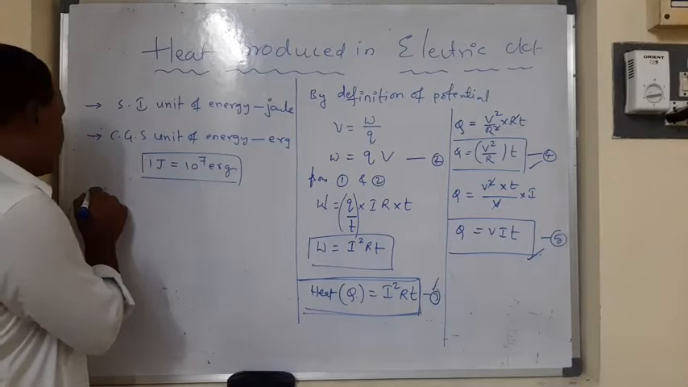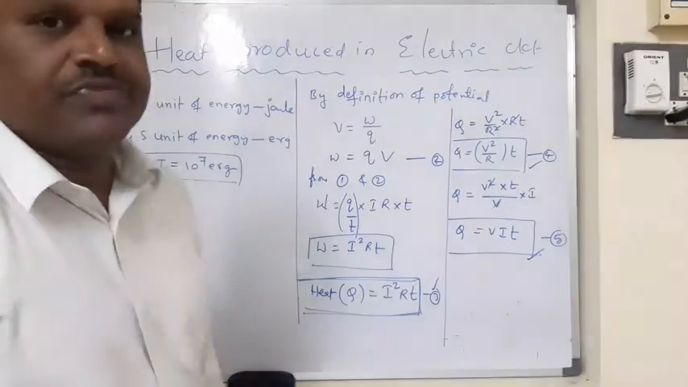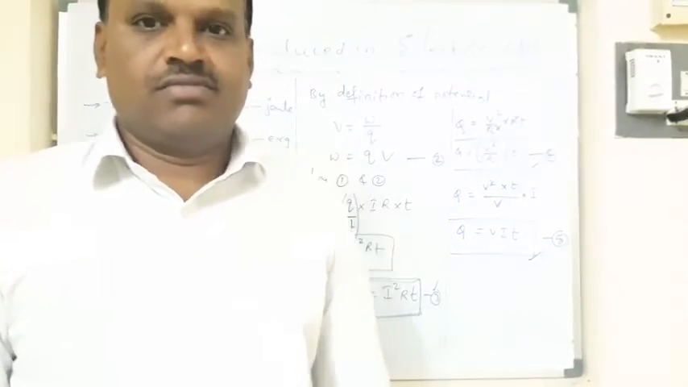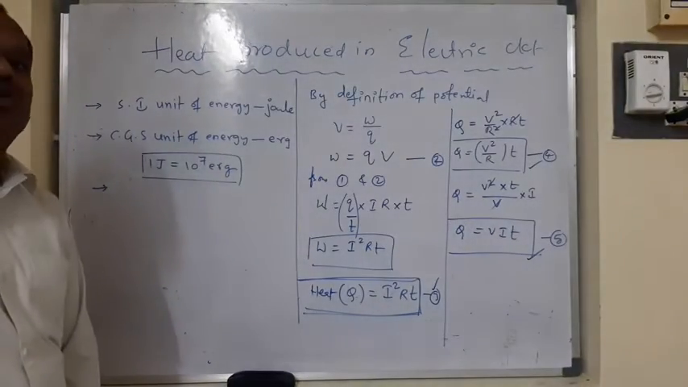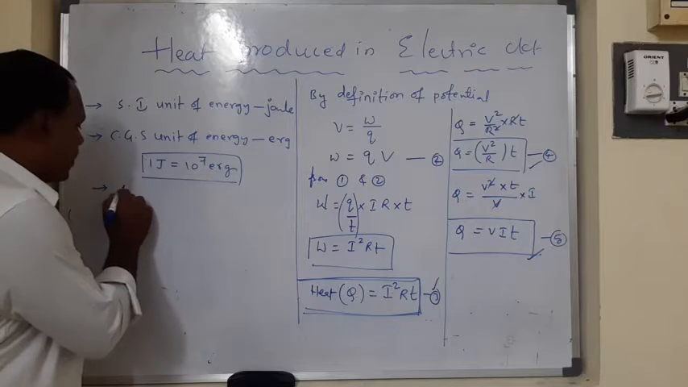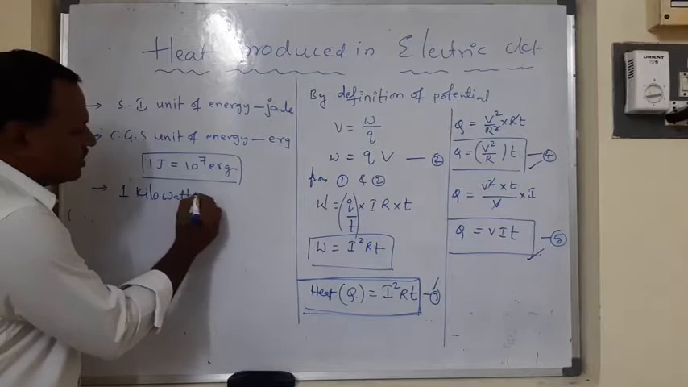Also, electrical energies especially are measured in watts, kilowatts or kilowatt hour. So how many joules is called a 1 kilowatt hour? So here you can also write 1 kilowatt hour.